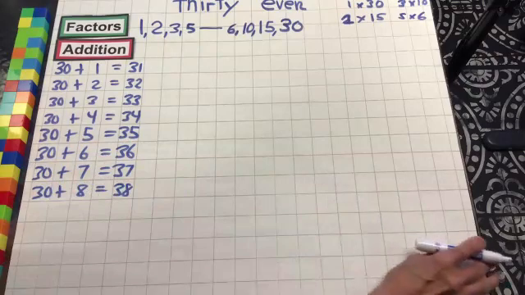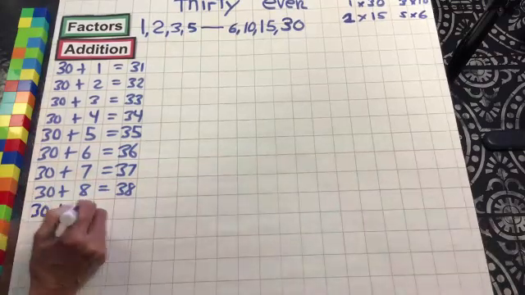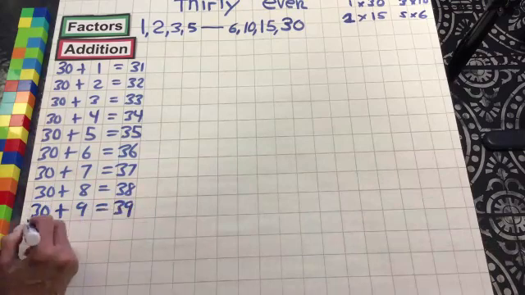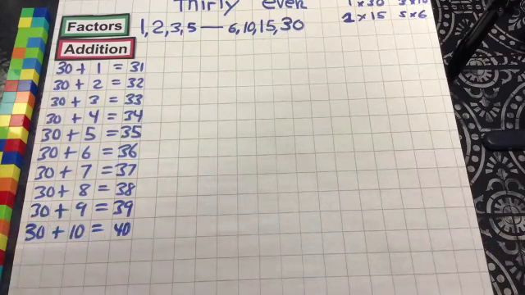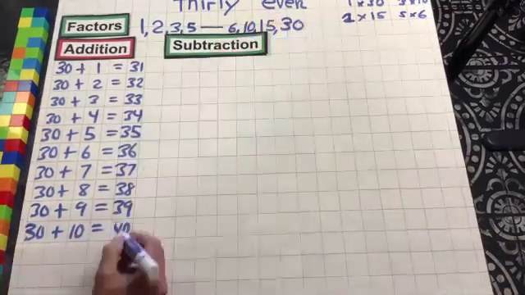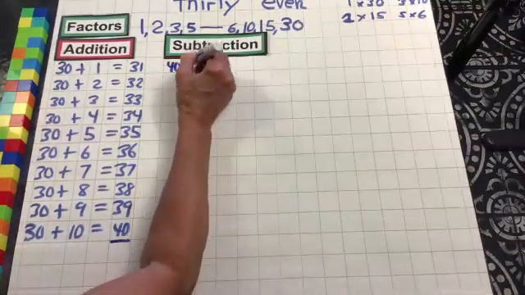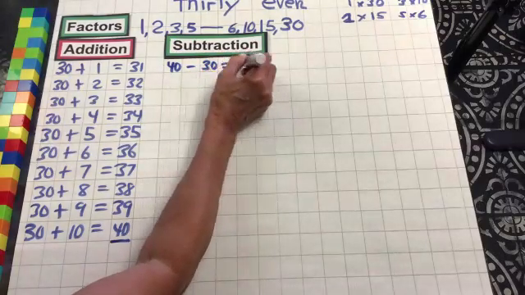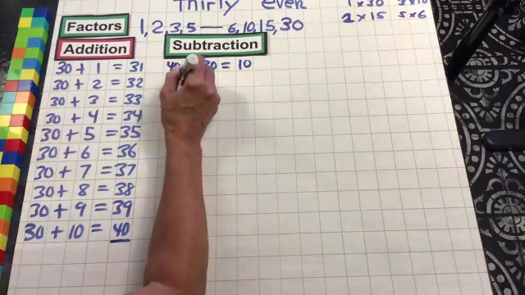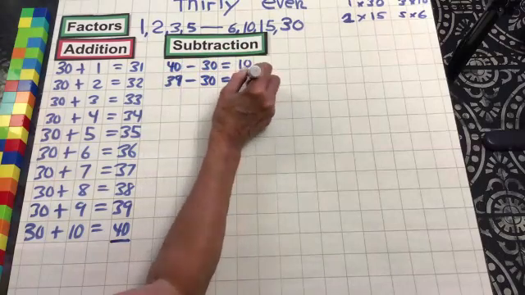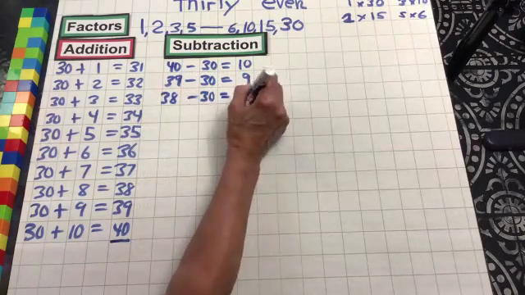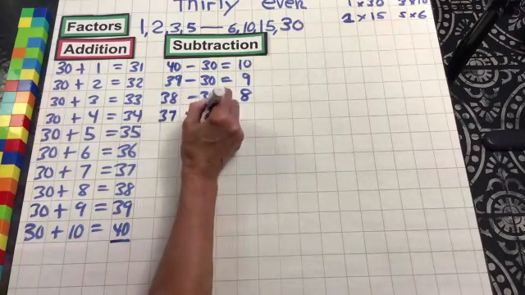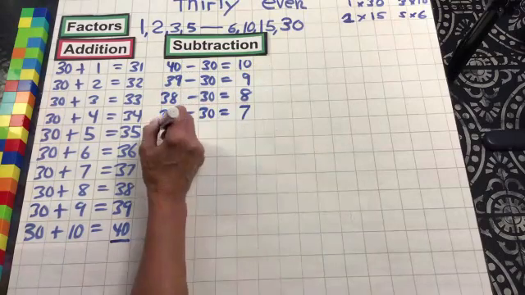Hopefully you just whipped right through these on your own. 30 plus 9 equals 39. And 30 plus 10 equals 40. Looking good. All right, let's move on to subtraction, which is addition backwards. And we're going to start with our biggest number here, 40 minus 30 equals 10. 39 minus 30 equals 9. 38 minus 30 equals 8. 37 minus 30 equals 7.